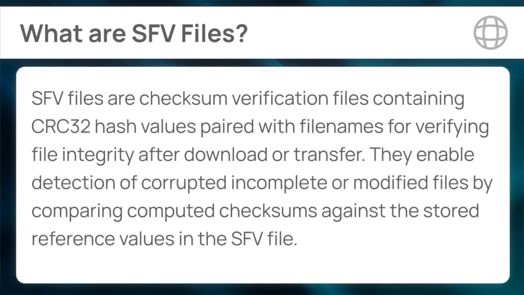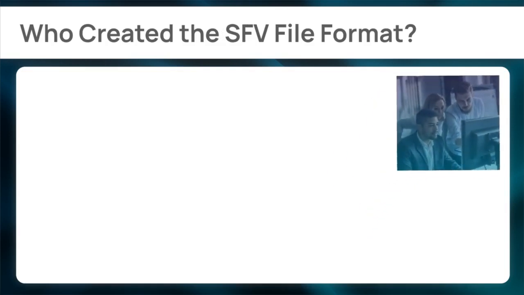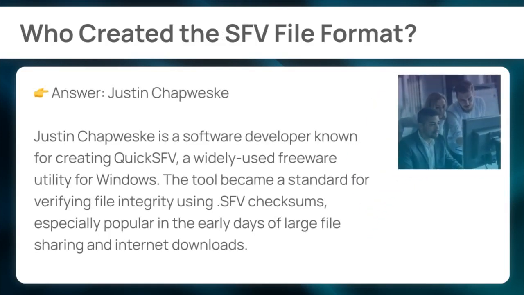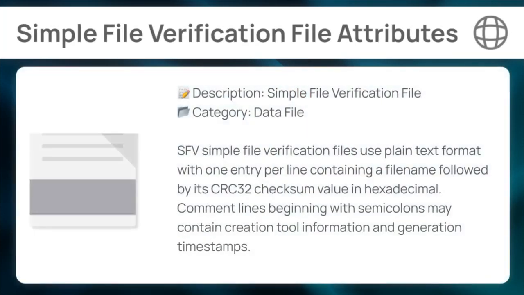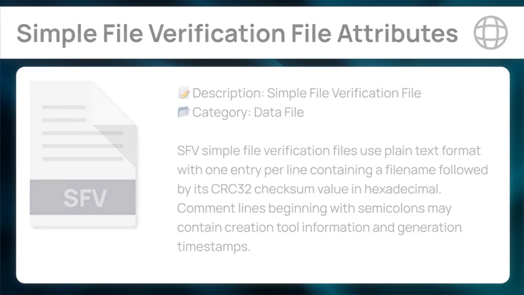file integrity after download or transfer. They enable detection of corrupted, incomplete, or modified files by comparing computed checksums against the stored reference values in the SFV file. SFV simple file verification files use plain text format with one entry per line containing a file name followed by its CRC32 checksum value in hexadecimal. Comment lines beginning with semicolons may contain creation tool information and generation timestamps.